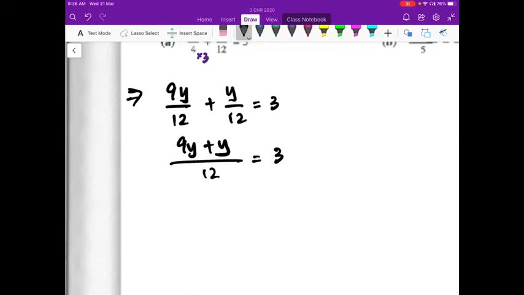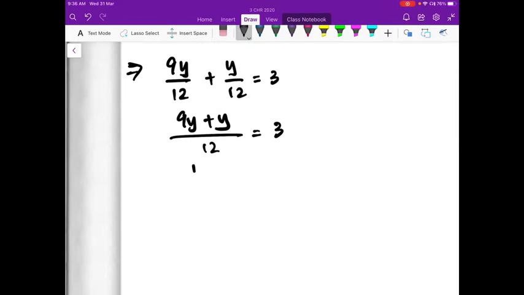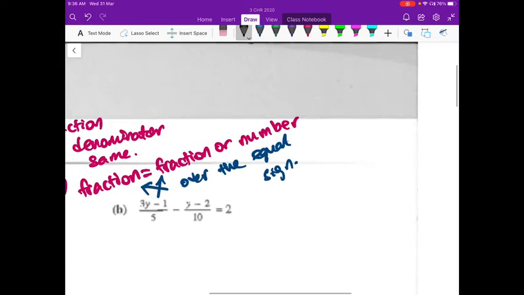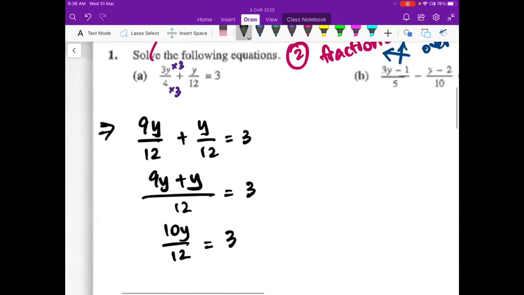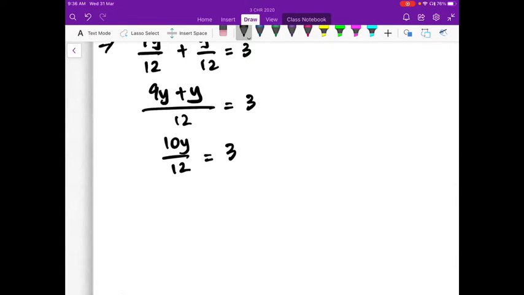Now we have 10y over 12 equals 3. Then we go on to what this said. If the fraction equal to another fraction or number, do the cross multiply. Here we have fraction equal to a number. In order to cross multiply like this, you need to have fraction equal to fraction. So 3 over 1, yes. Once you have this, do your multiplication.